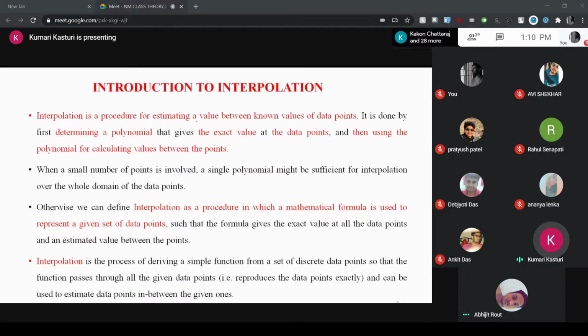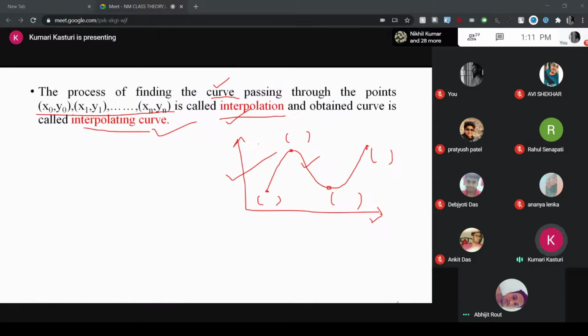So the same thing is written here, just see: interpolation is a procedure for estimating a value between the known values of data points. Already I have told you, some points are given to you, and those points are called data points. From that you have to find a curve. It is done by first determining a polynomial that gives the exact value at the data points. Then using that polynomial, calculate the values between the points. So in interpolation, the first step is that from the data points given to you, you extract a polynomial.